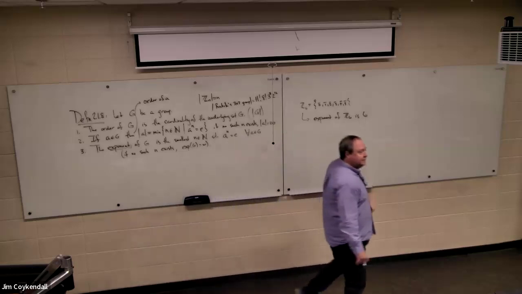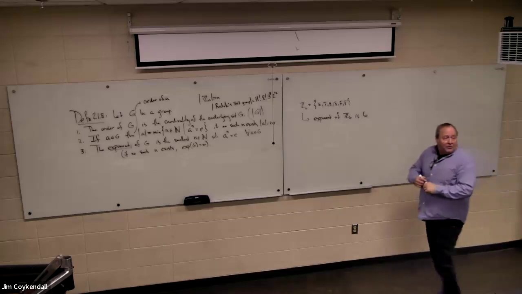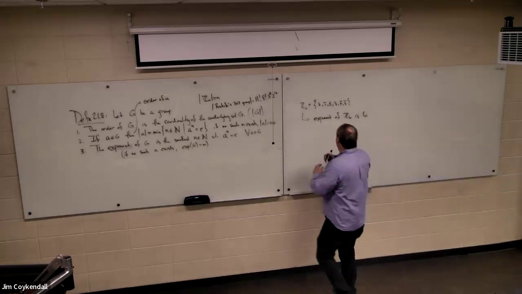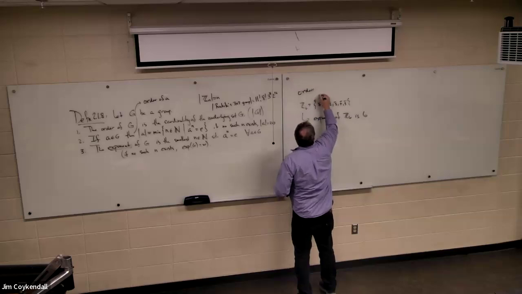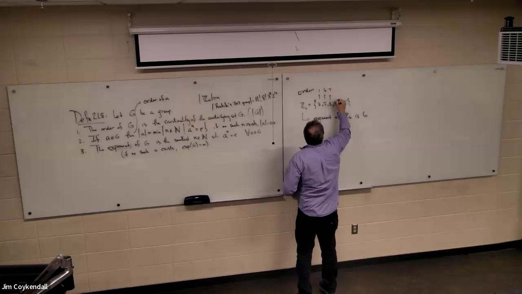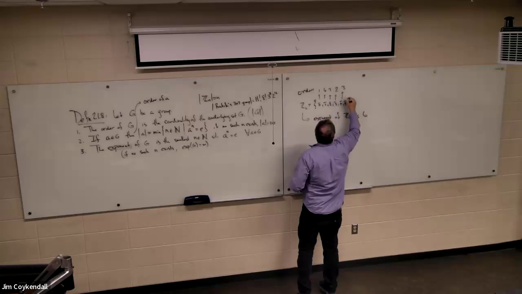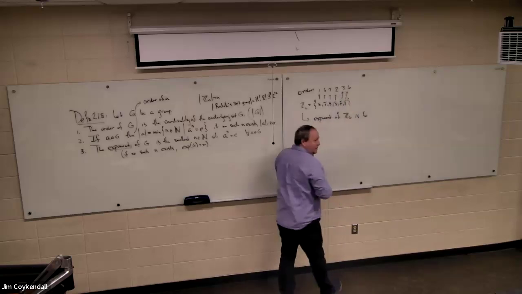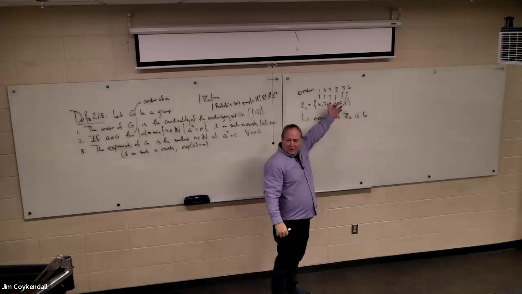Yes? Can you explain why it's 6 one more time? What, the exponent? Well, so let's look at the orders of this. 1, 6, 8, 2, 3, 6. I'm glad you asked that question. Everybody agree that those are the orders of the separate elements?